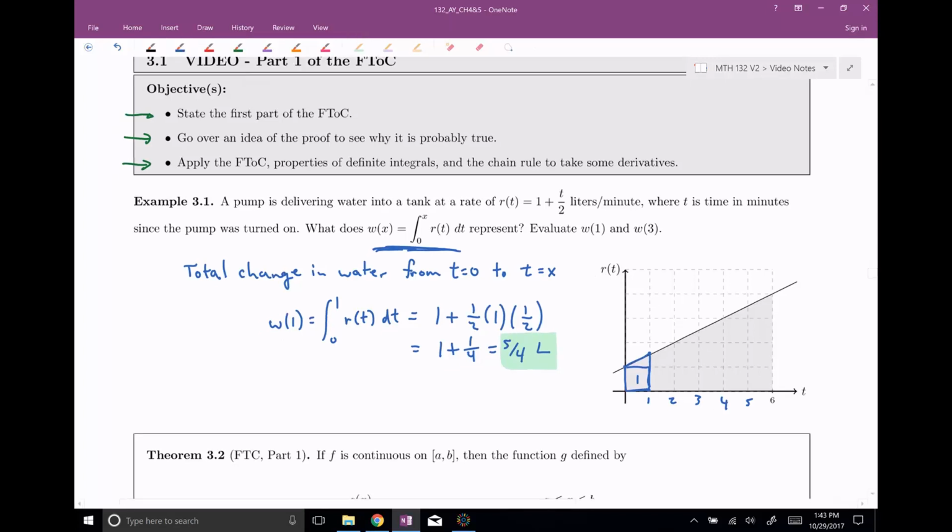Now, likewise, we could compute, for instance, w of 3. So this is going to be the integral from 0 to 3 of r of t dt. Again, this is net area, but it's no longer just from 0 to 1, it's from 0 to 3. So we're going to include all of this stuff right here. Maybe this one I'll shade in a different color. So 0 to 3 in this case. And again, we're going to use this idea that the definite integral is talking about net area.